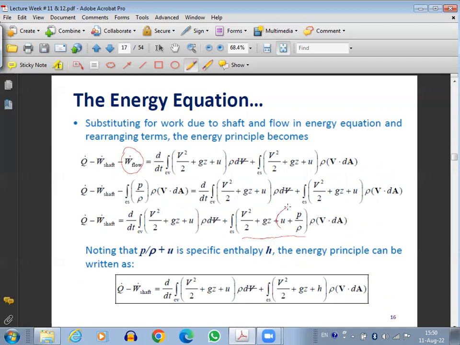So the control surface integral becomes like this. Here we have internal energy plus pressure energy, and this is the term which is known as specific enthalpy. Specific internal energy plus specific pressure energy is known as specific enthalpy, and the concept of enthalpy you have covered in the course of thermodynamics. So our base equation becomes: Q dot minus W shaft equals d by dt integral of v square upon 2 plus gz plus u, rho dv, plus integral at the control surface of v square upon 2 plus gz plus h, rho v dot dA.